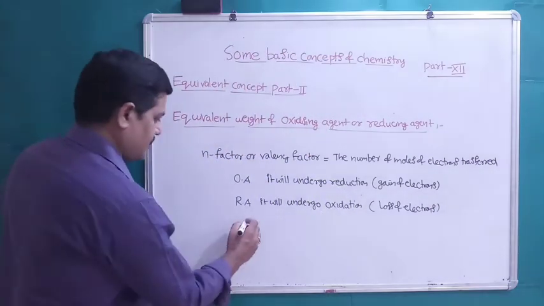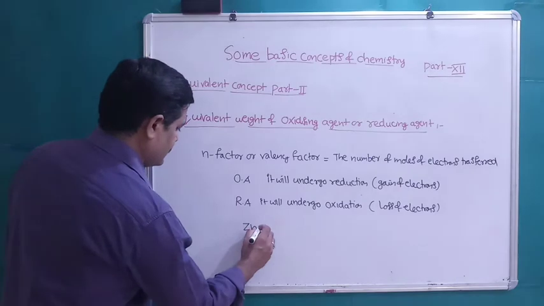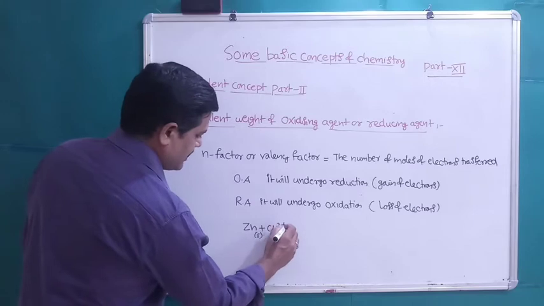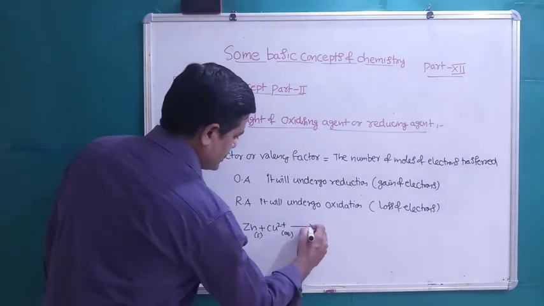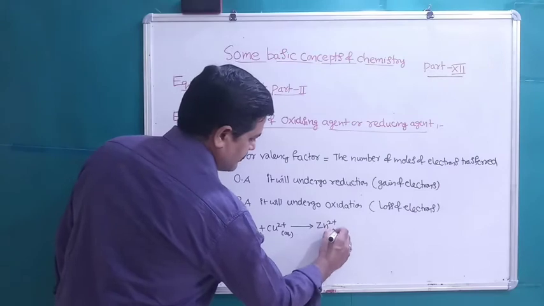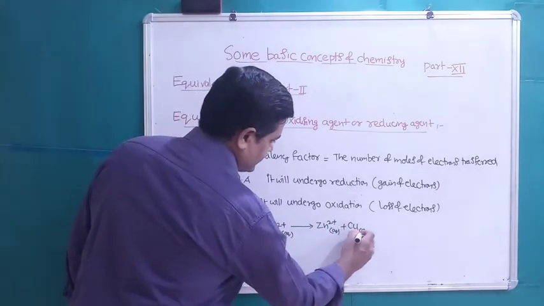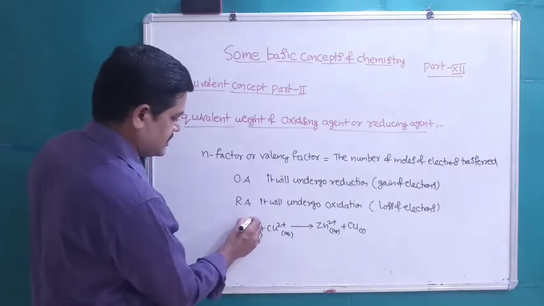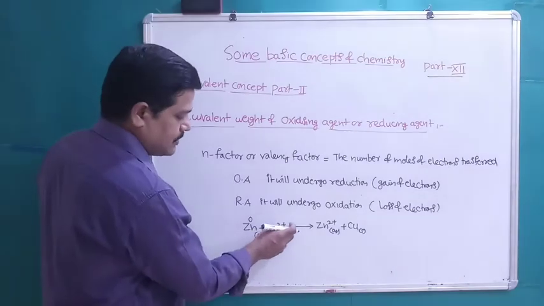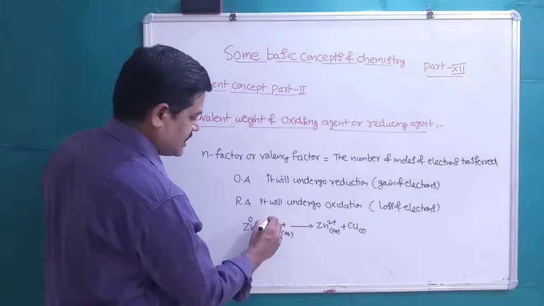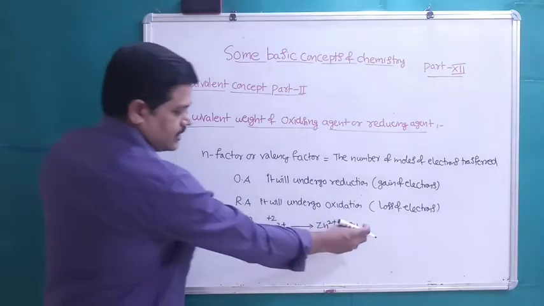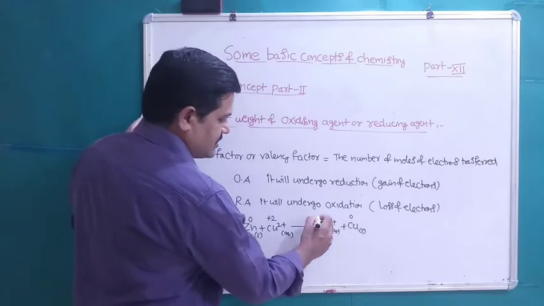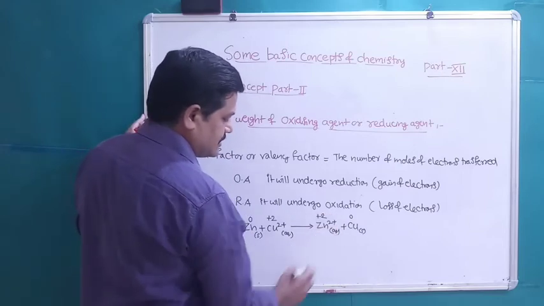For example, if you take zinc reacting with Cu2+ ions, zinc solid reacting with Cu2+ aqueous solution gives rise to Zn2+ aqueous plus Cu solid, right? Here the oxidation state of zinc in elemental state is 0. For the copper 2+ ion, the oxidation state is the same as the charge on the ion, +2. Copper in elemental state has oxidation state 0. For Zn2+, the oxidation state is the same as the charge, that is +2.